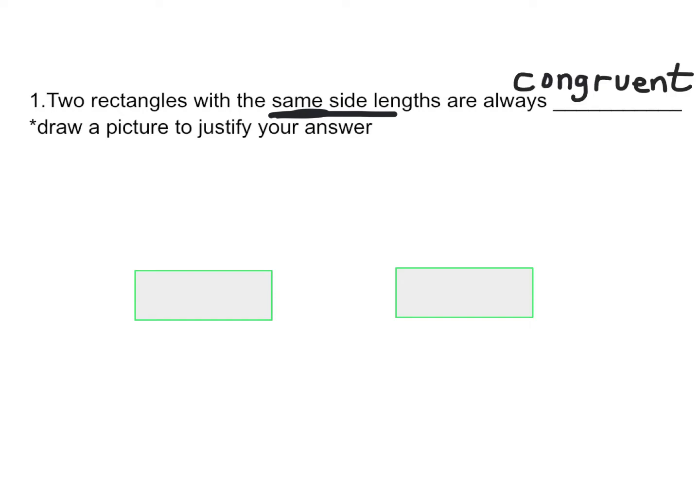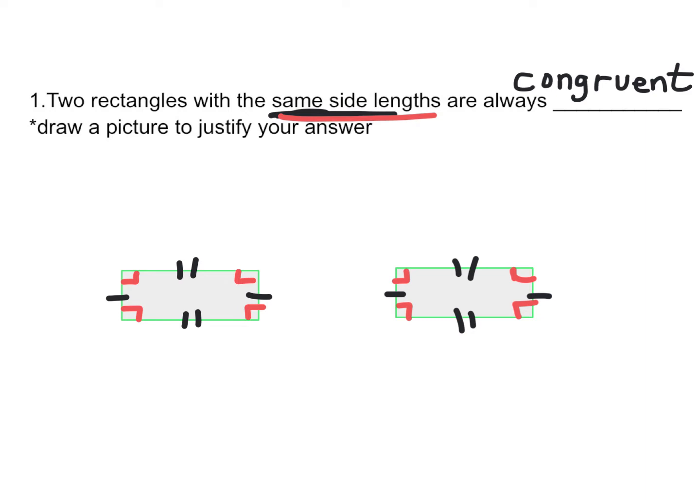And then referring back to the picture, that would mean this side, it's two sets of parallel sides. So those sides are always going to be the same. And then the length would always be the same. And then the angles inside. If it's a rectangle, that means these are all 90-degree angles. So as long as the two rectangles have the same side lengths, they'll always be congruent.